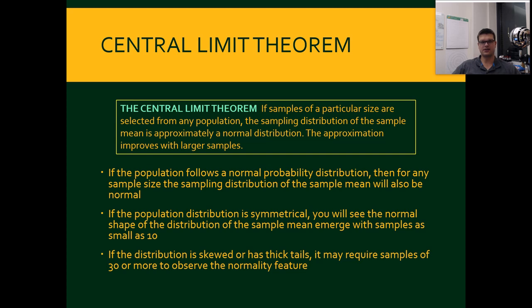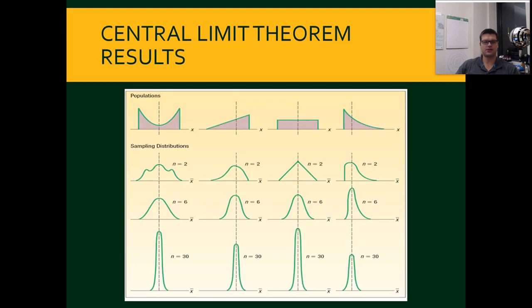And as the samples get larger and the population is larger, it'll become more and more like the normal distribution, or the approximation to the normal distribution will increase. So if a population follows a normal probability distribution for any sample size, the sampling distribution of the sample mean will also be normal, which we'll go over in a little bit. And we'll look at the next two things in the next couple slides.